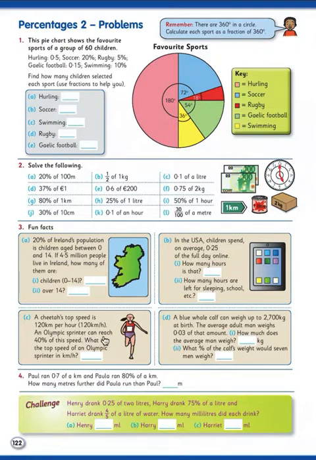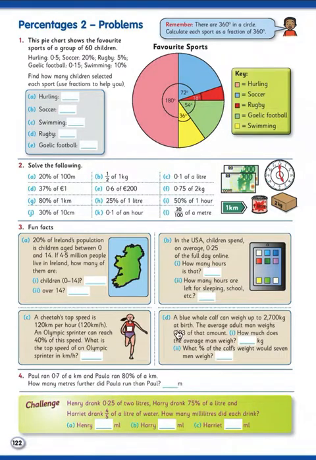An Olympic sprinter can reach 40% of this speed. What is the top speed? So 40% of this. Change to a fraction and find that amount of 120. A blue whale calf can weigh up to 2,700 kg at birth. The average adult man weighs 0.03 of that amount. How much does the average man weigh? So you're finding this as a fraction, and then finding that amount of this to show what an average man weighs. And then what percentage of the calf's weight would 7 men weigh?